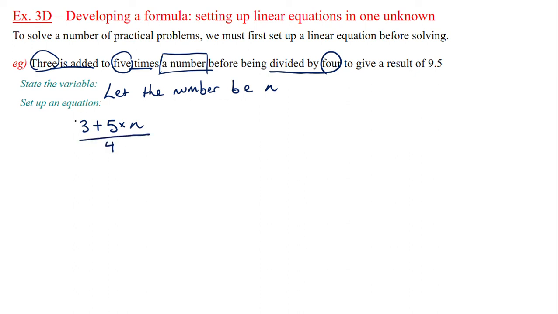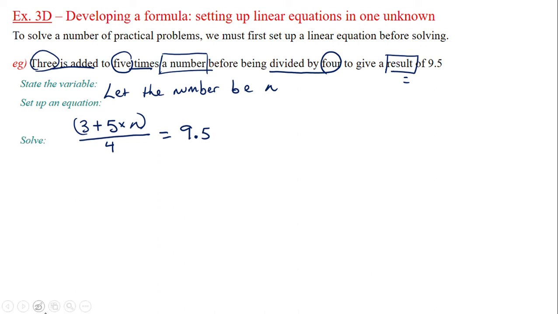All of it is divided by 4. So we're saying that this whole result here is divided by 4 to give a result of, and our result means equals, okay, 9.5. So when you see is or result, break your sentence in half and put your equal sign there. And now we need to solve it.